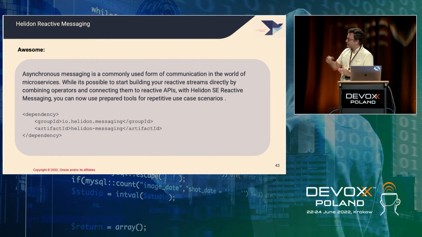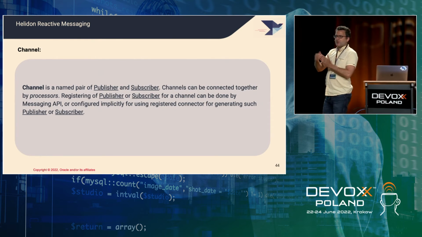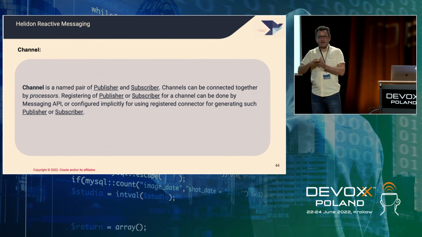So this is the artifact ID that you can use to add reactive messaging. And again, it's based on channels. A channel is a named pair. You have a publisher, you have a subscriber, and in between, you can have a processor. So it maps very well to the Flow API.